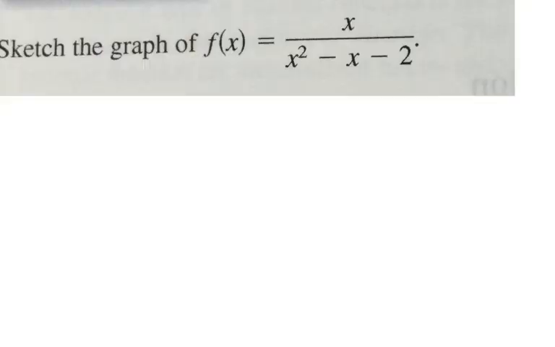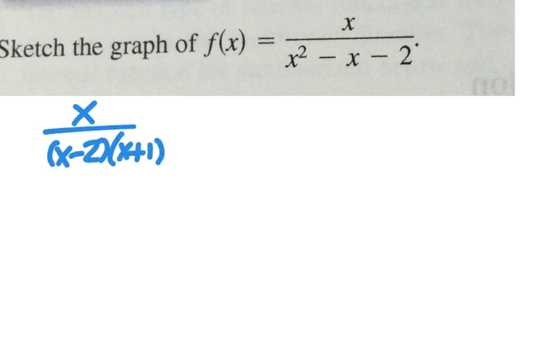Here's the next one. Can I factor this? The denominator, yes, I can. So can I factor this without doing A times C? Can you all look at that and know what that factors to be? If you can't, you can do A times C. That's fine. But I can look at that and know that it has to be x minus 2 times x plus 1. So now I have general form and factored form. Does anything cancel from the numerator and denominator? No. So that means I have no holes.